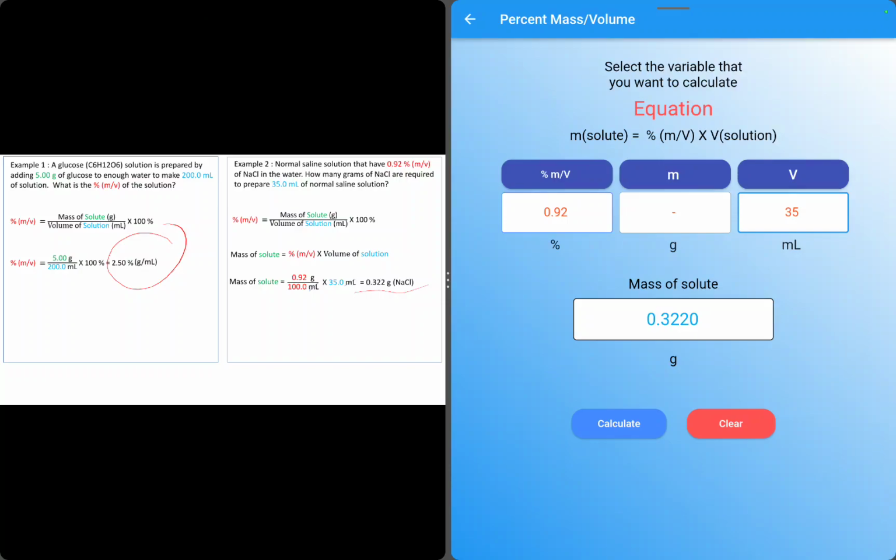Now we have already covered the percentage concentration of solution, and in the next video we will talk about ppm and ppb, which is parts per million and parts per billion.